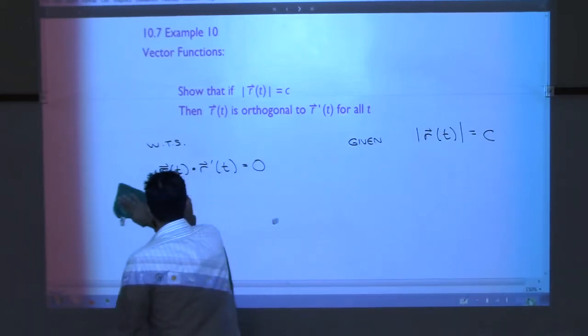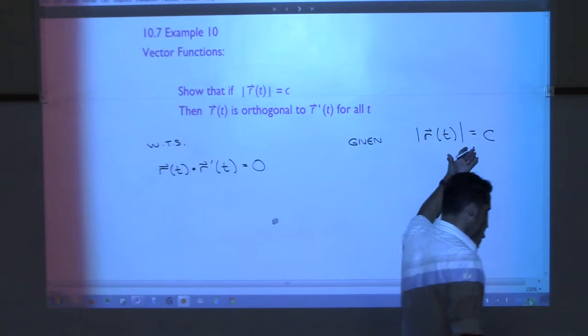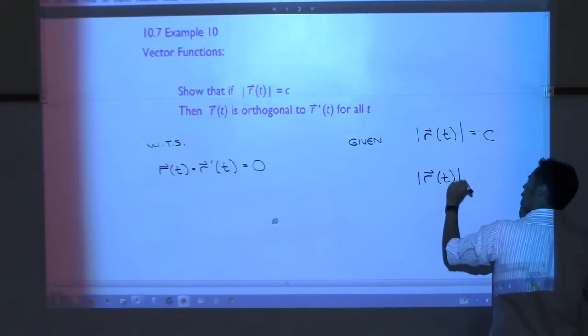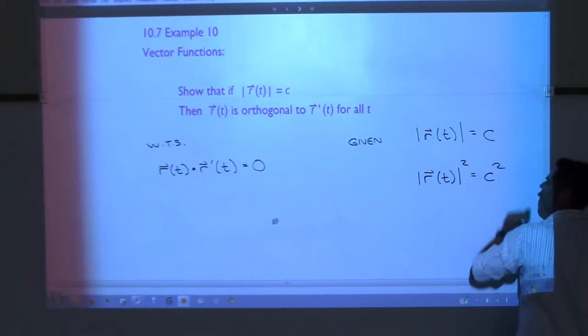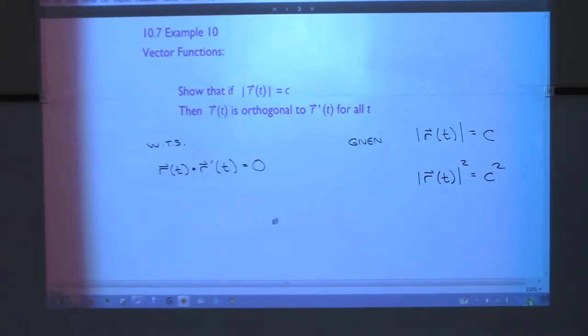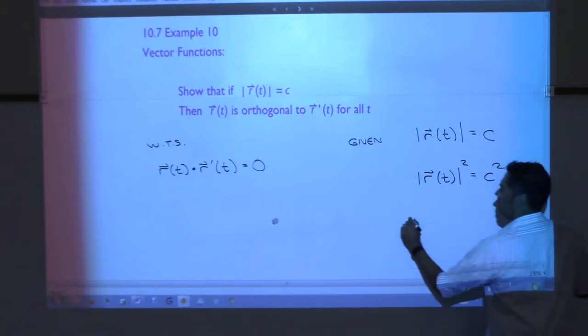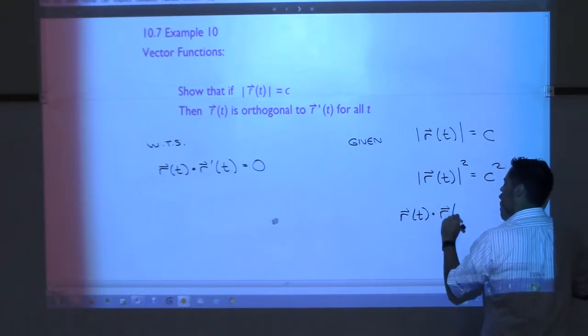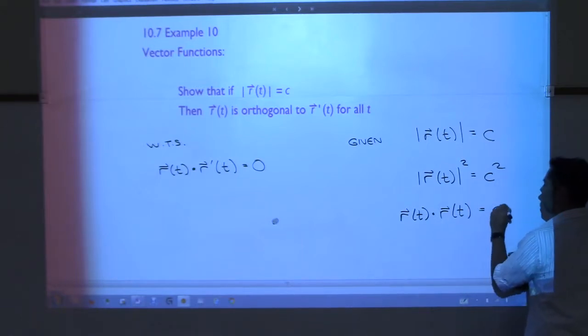Okay, so watch this. This is what we're given, right? So do you agree with this? Yes? Okay, do y'all remember what the magnitude of a vector squared is equivalent to? It's that vector dotted with itself. So do you agree with this, that this is r of t dotted with r of t equals c squared?